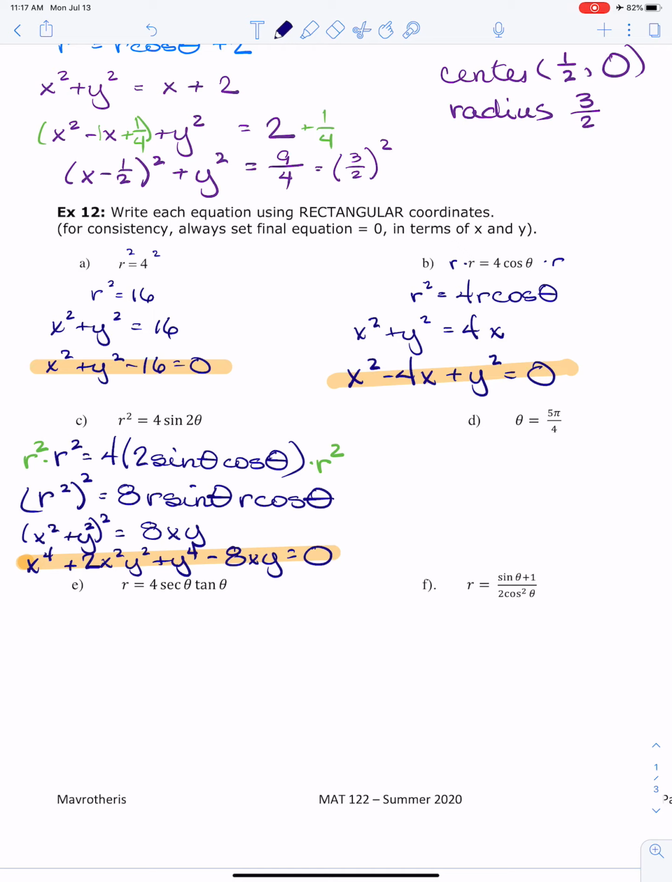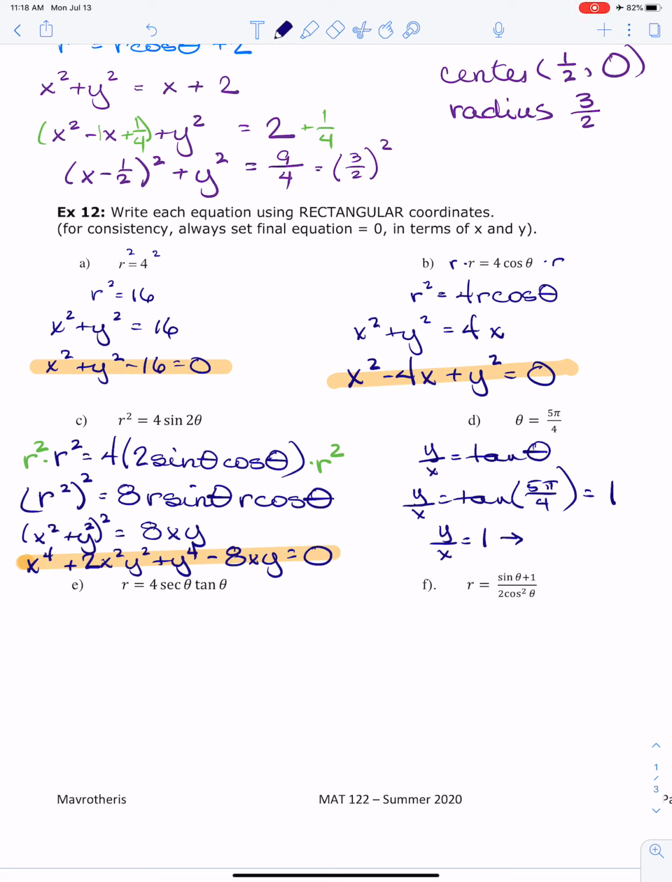D, theta equals 5 pi over 4. This looks a little different than what we had before. So I'm going to start by jotting down a couple of things I know. y over x equals tangent of theta. So if my theta is 5 pi over 4, that means y over x equals tangent of 5 pi over 4. I know that's 1. So that means that y over x equals 1.